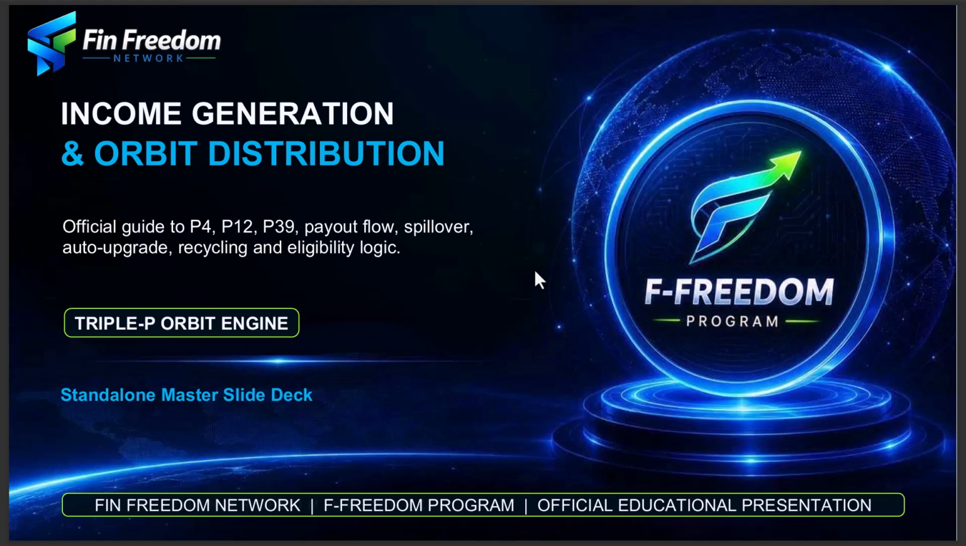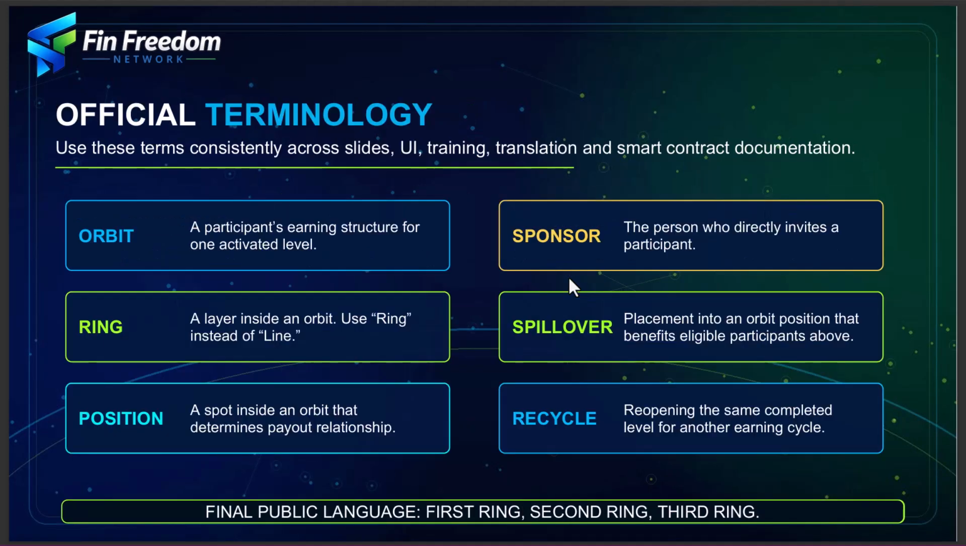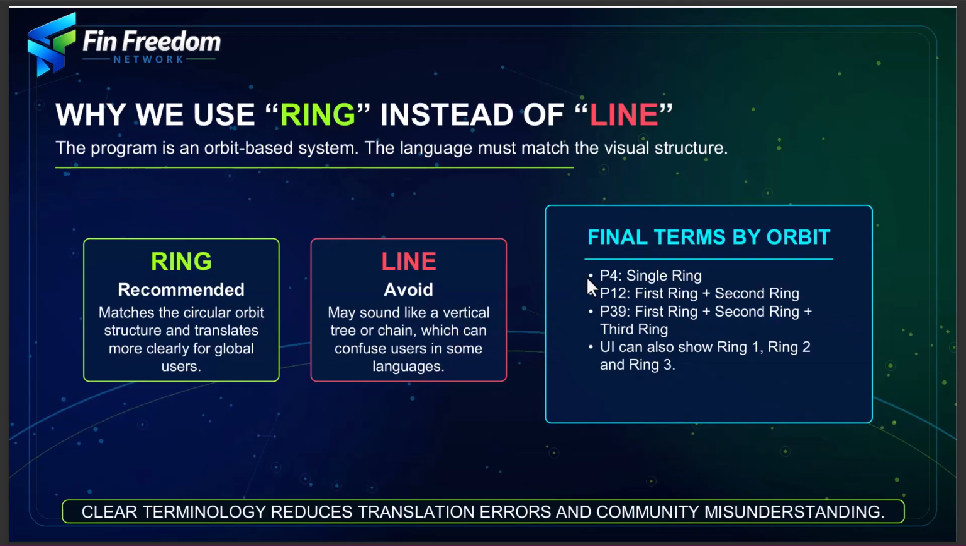The Freedom program is a fantastic program that is designed to give you financial freedom. So you must be very liberal in sharing the opportunity with other people, and you must allow people to earn from you, and you must also allow yourself to earn from other people. Position yourself, open as many levels as possible, and have as many orbit types as possible. Have the P4, the P12, and the P39 orbits for maximum earning opportunity.